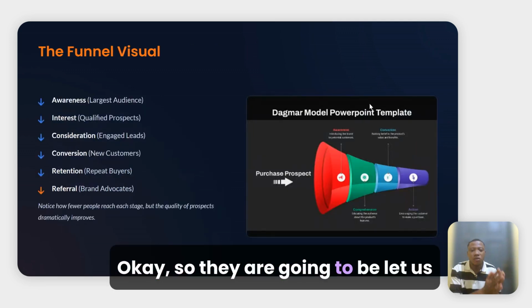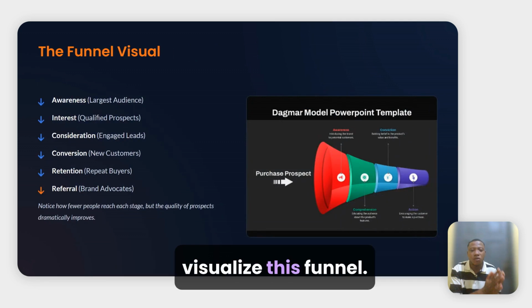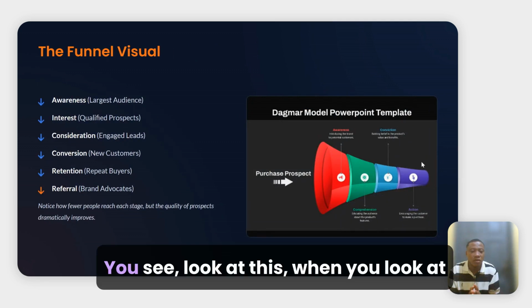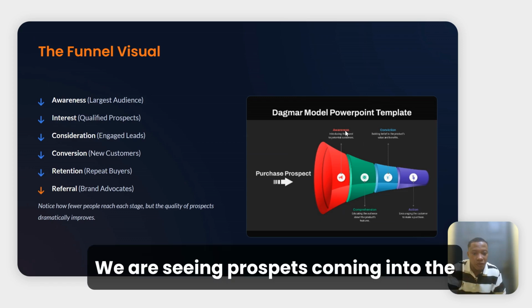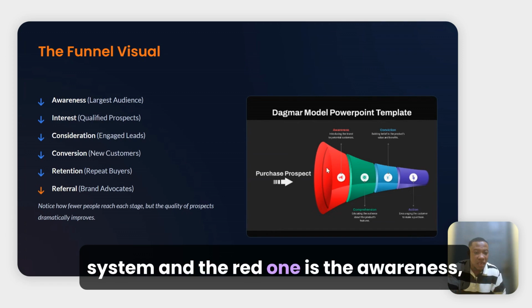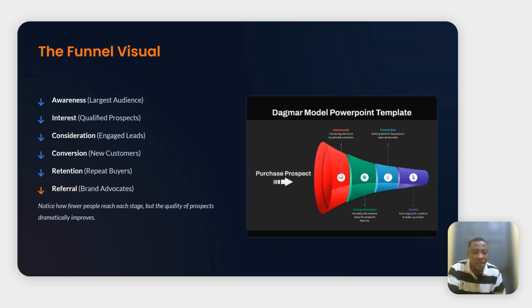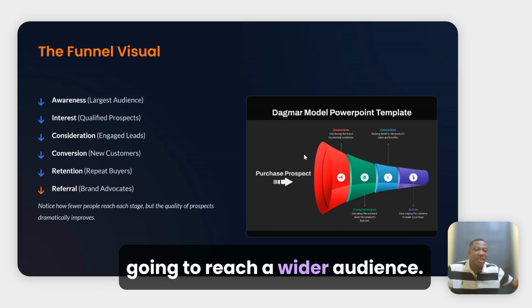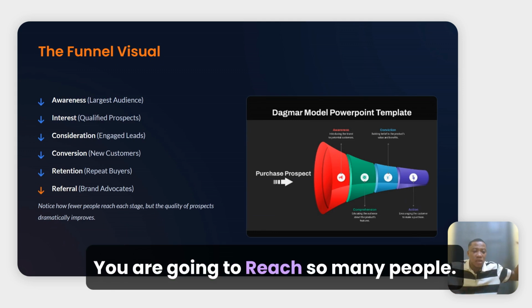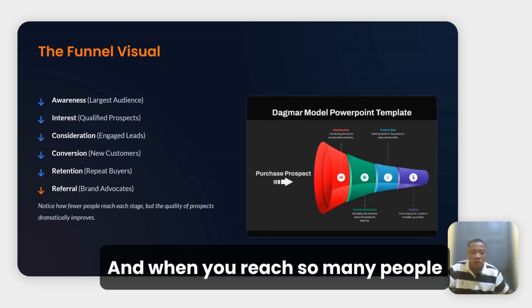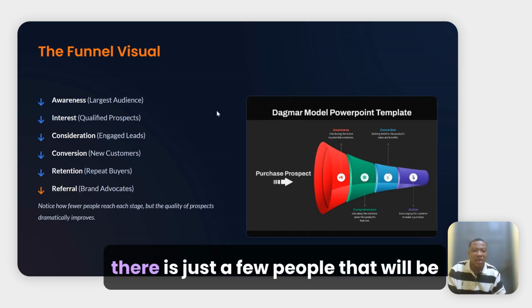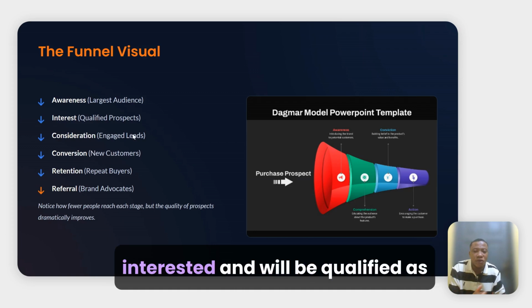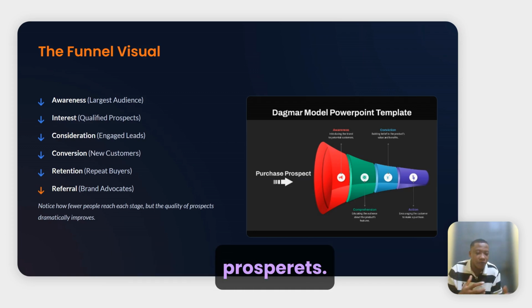Okay, let us visualize this funnel. Look at this image very well. We are seeing prospects coming into the system, and the red one is the awareness. You understand? At the awareness stage, you are going to reach a wider audience, so many people. Yeah, it's just a few people that will be interested and will be qualified as prospects.